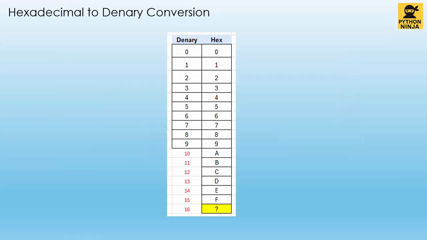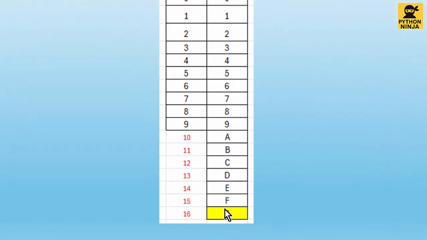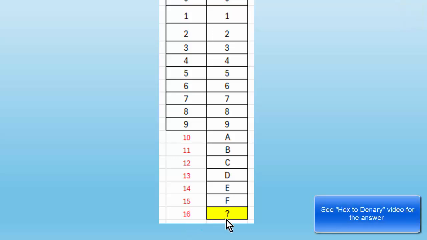So here's a question for you. I've updated our denary and hex table showing values for both, and it's got an extra row now. So if we get to F, which is the highest single digit value we can have for a hex number, what is going to go here? So denary 15 is F. So what is denary 16 as a hexadecimal number?